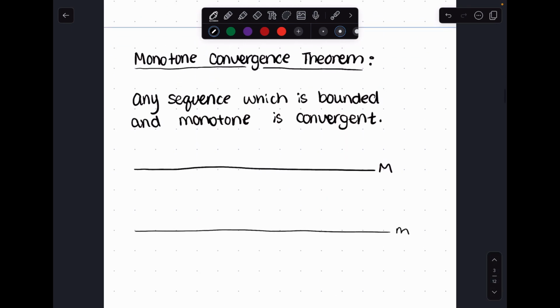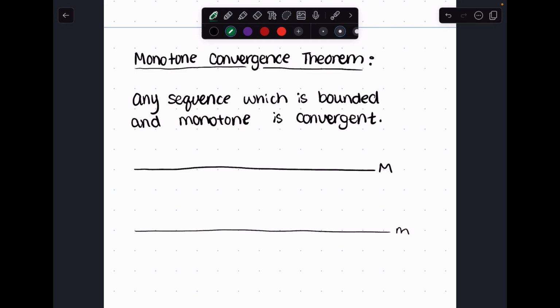All right. Next, we have the monotone convergence theorem, which says that any sequence which is bounded and monotone is convergent. And so in class, we went over a little bit more detailed as to why this is true. I'm just going to kind of draw some pictures. So let's say we have a sequence. The first one I draw is going to be in green.